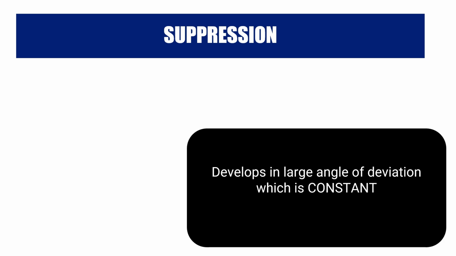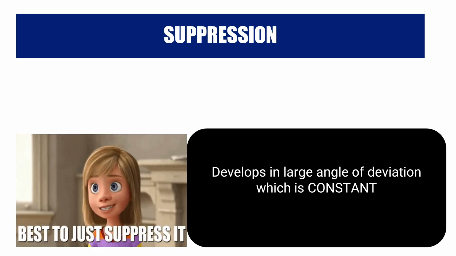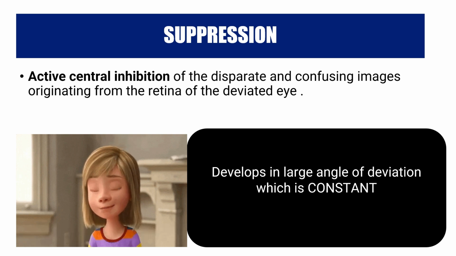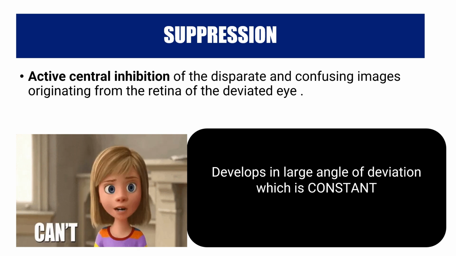The first that we will talk about is suppression. So what happens is that in a child, or in the age group of less than 8 to 10 years, whenever there is a large angle of deviation which is of constant nature, then the brain will basically suppress one of the images which is coming from the eye that is deviated. Okay, so suppression is nothing but, as the name suggests, an active central inhibition. That means the brain is basically inhibiting the image.